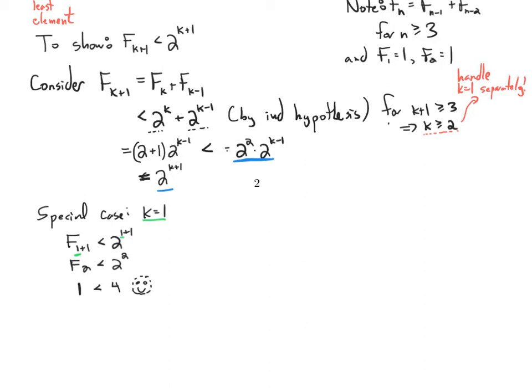So we've done our base case. We've done our inductive case for all values when k is 2 or greater, and then we had that special case assuming that k equals 1. We showed that it's true in that case as well. So we've done our base case and our inductive case. The result is true for all n in our domain. And that's how strong induction works.